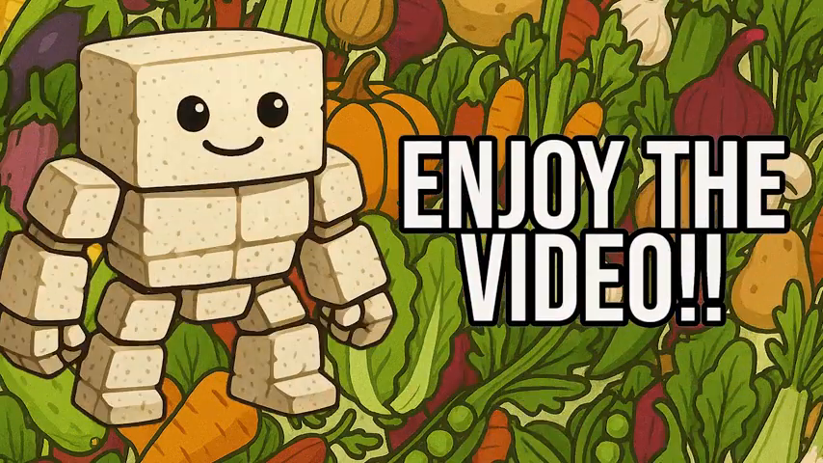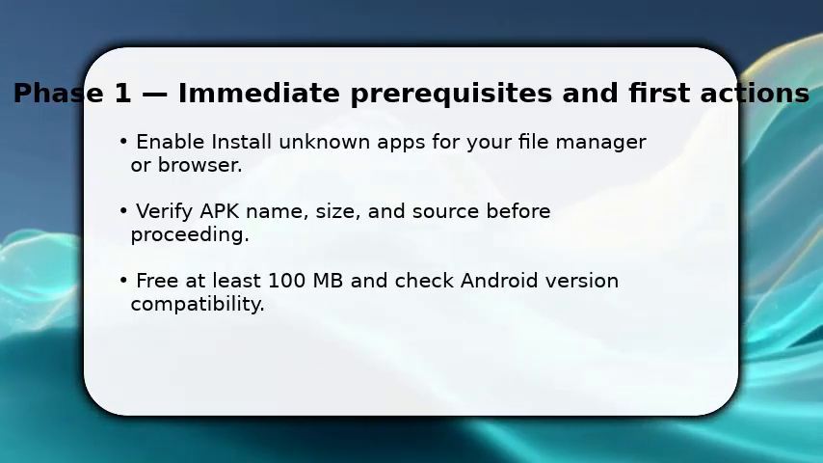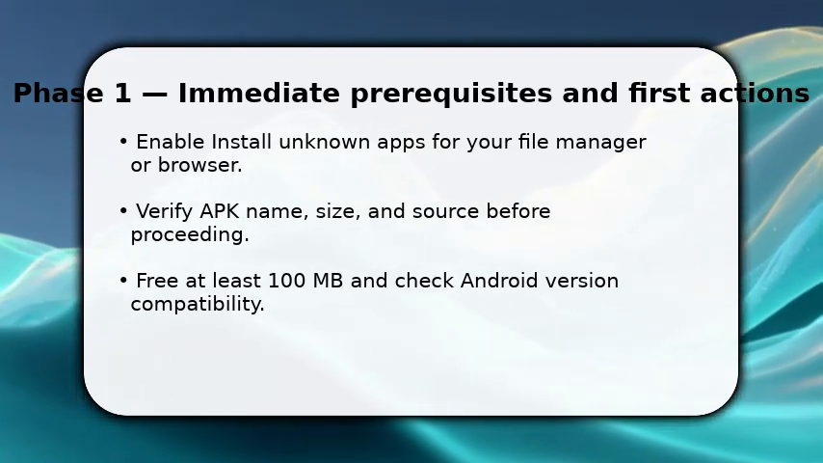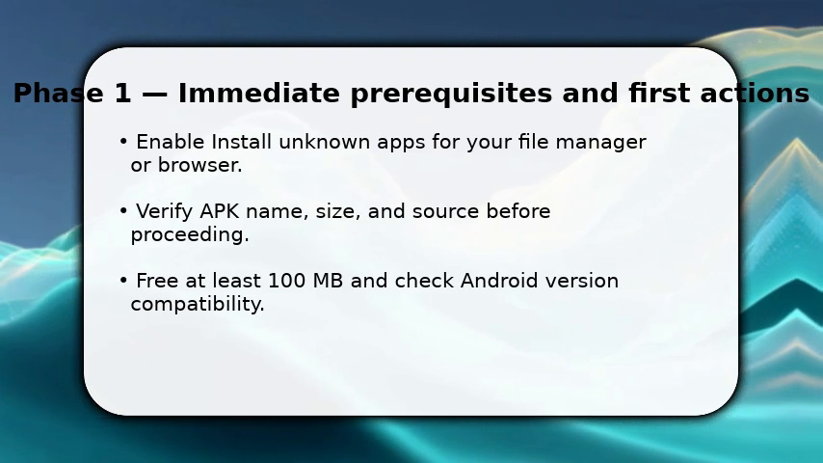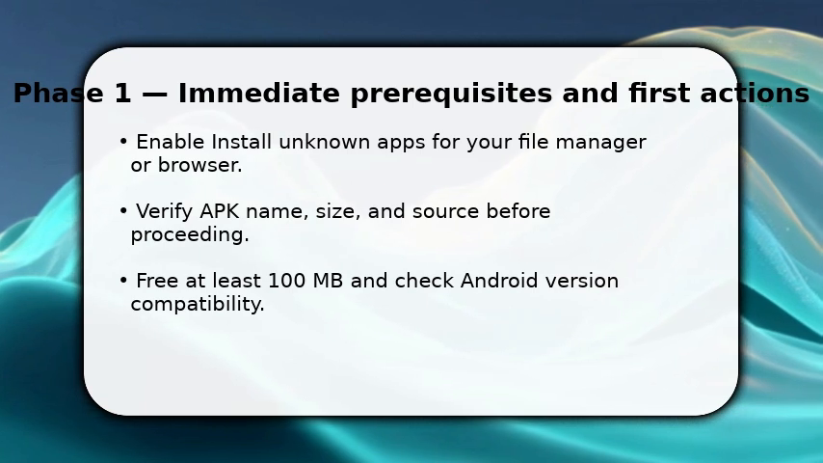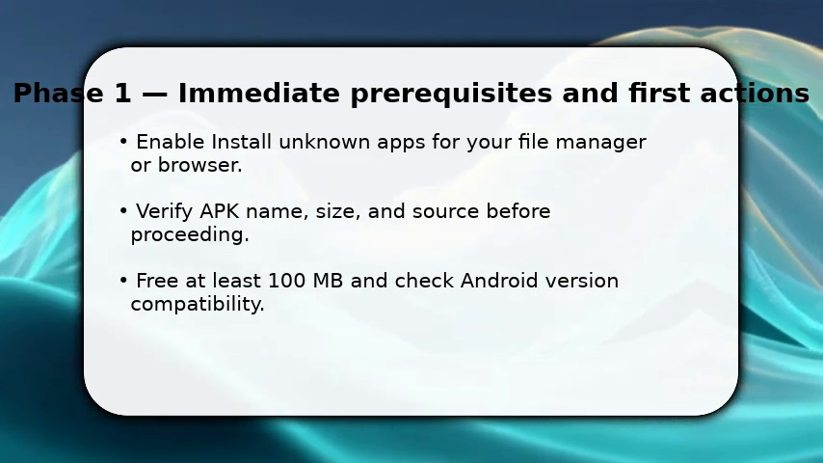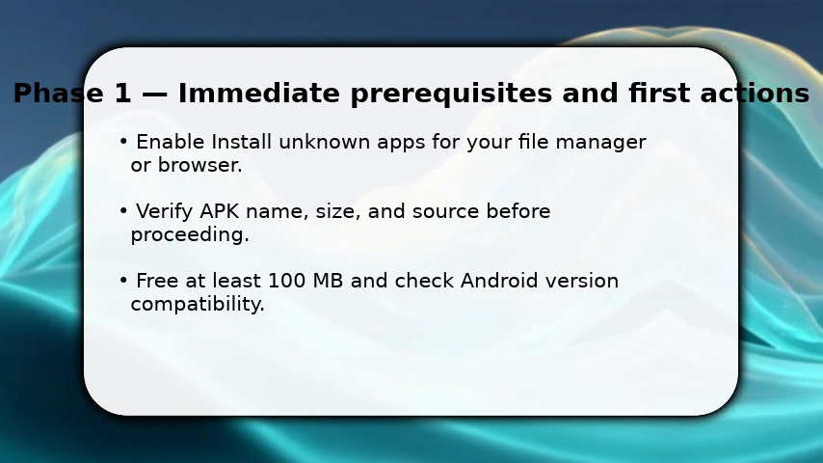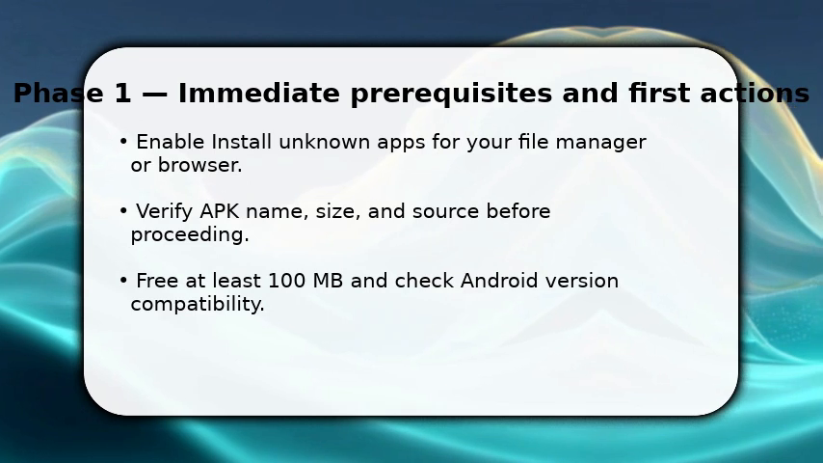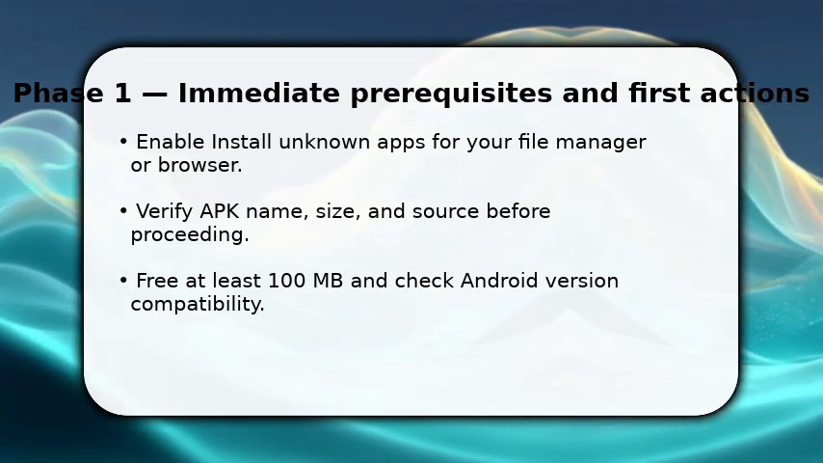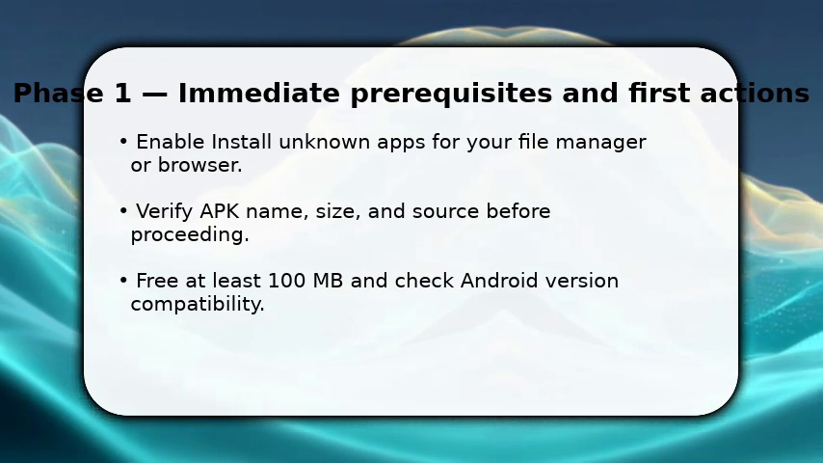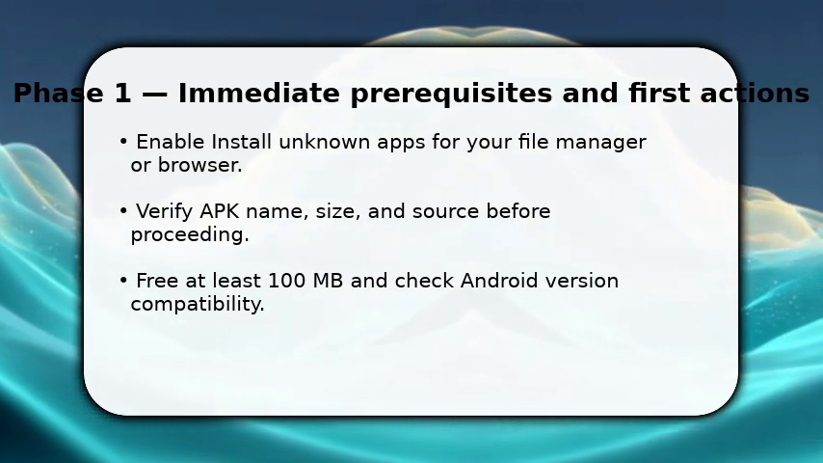Please enjoy the video. You begin by preparing the device. Enable Install Unknown Apps on the file manager you'll use, because Android blocks sideloads by default. Next, locate the Zarchiver APK in Downloads or your chosen folder and confirm the file size and name so you avoid corrupted copies. Once done, make sure your device has enough free space, about 100 MB, and that the APK matches your Android version, since mismatches cause installation errors.